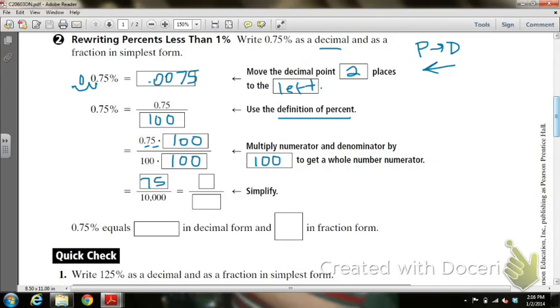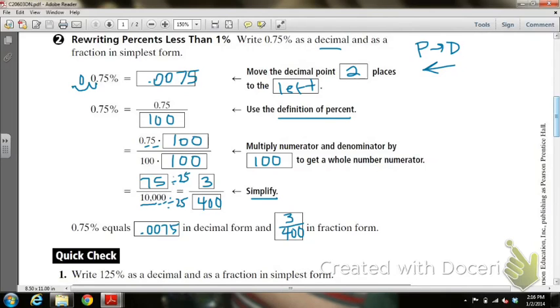But now you need to simplify this. Always simplify your fractions. And I look at this and I think of money, so I know that 25 is going to go into both of these. 75 divided by 25 is 3. And 25 goes into 100 4 times, but there's 2 extra zeros, so it's going to be over 400. So 0.75% equals 0.0075 in decimal form and 3 over 400 in fraction form.